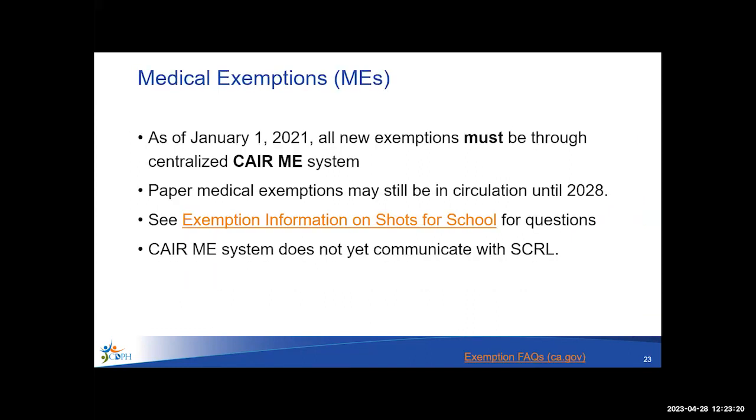I did speak a little bit about medical exemptions. I'll just reiterate here that there's also a law in California related to medical exemptions. And as of January 1st, 2021, all new medical exemptions must go through a centralized computerized system, which is called the CARE Medical Exemption System. So if you are receiving a medical exemption for a child that is unimmunized and wanting to be in childcare, it needs to come from this CARE Medical Exemption System.